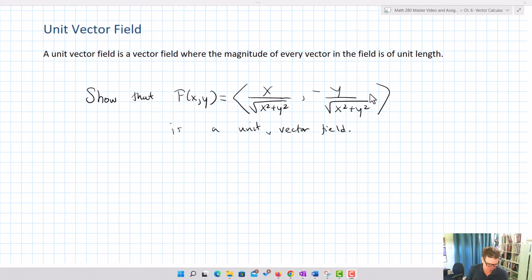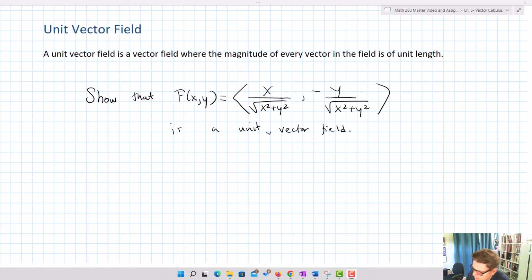So a unit vector field now. Another idea that we want to deal with is a vector field where the magnitude of every vector in the field is of unit length. Basically we need to show that if we find the magnitude of an arbitrary vector, the vector ends up being of unit length. Let's suppose we have this vector field, f of xy equals x over the square root of x squared plus y squared, and then negative y over the square root of x squared plus y squared.